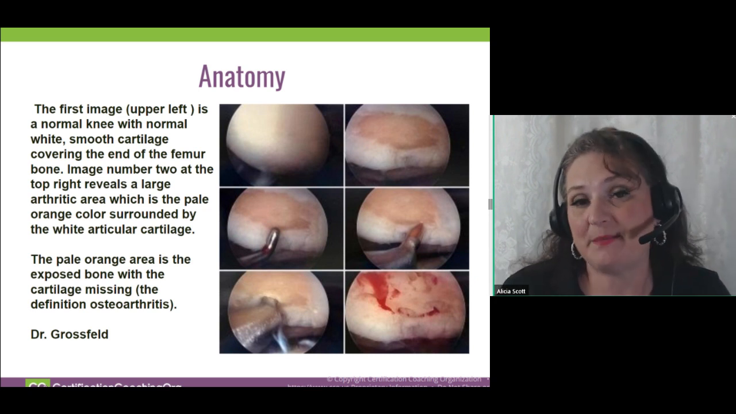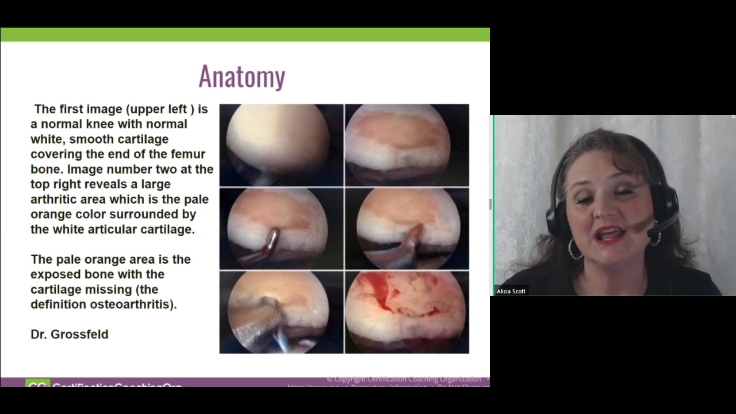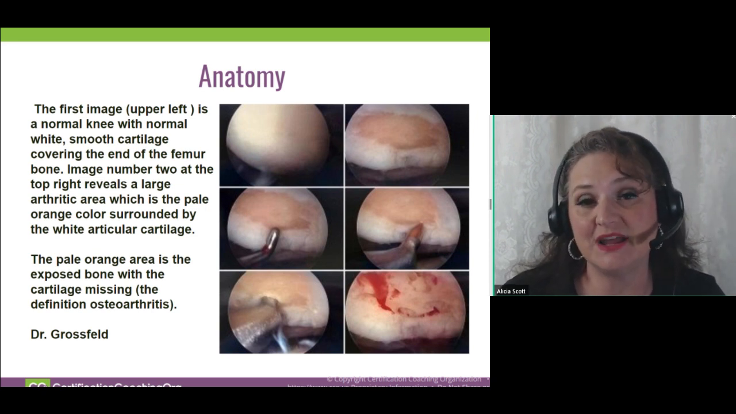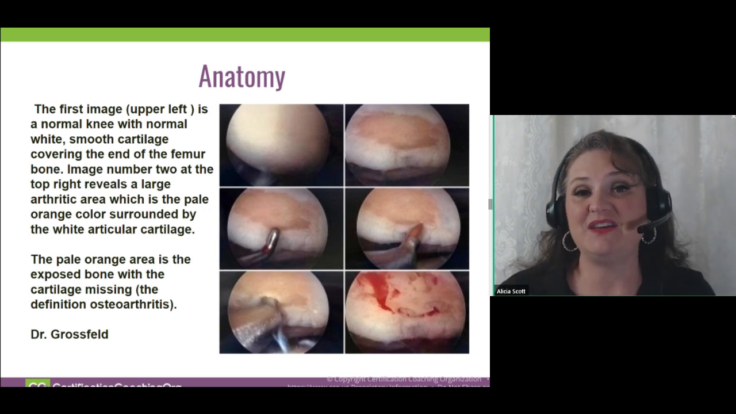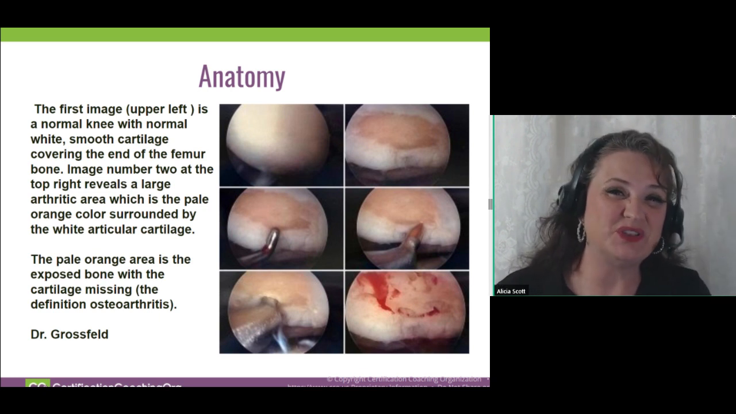Hopefully this whets your appetite and you think, wow, this is really fascinating. Now I'm going to go look at hip replacements. And then they even do ankle replacements. I think they don't like doing those as much.